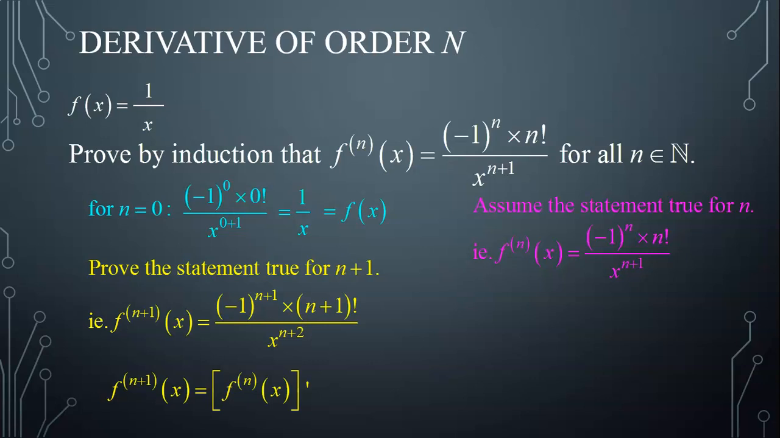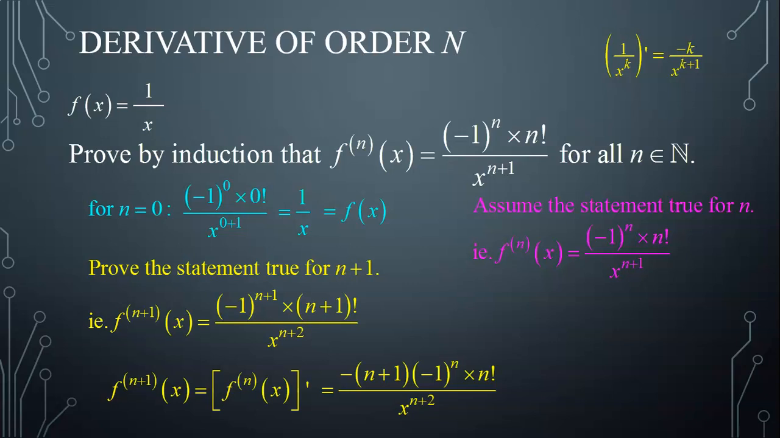So differentiating the derivative of order n using the same rule I've used before, 1 over x to the k, its derivative is negative k over x to the k plus 1, I have in fact negative n plus 1 times negative 1 to the n times n factorial divided by x to the n plus 2. The negative n plus 1 comes from the exponent of the denominator of the derivative of order n. And then I increase the exponent of the denominator by 1.